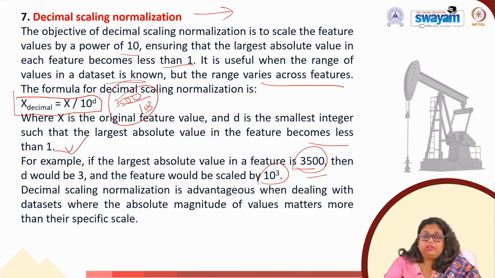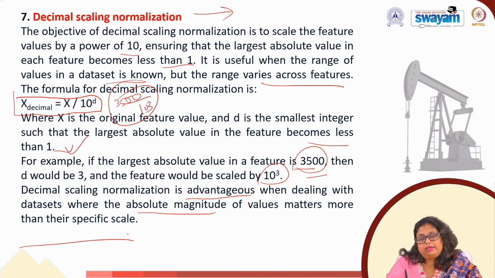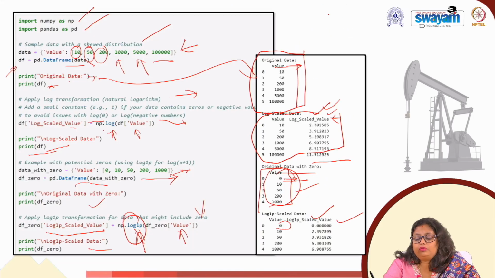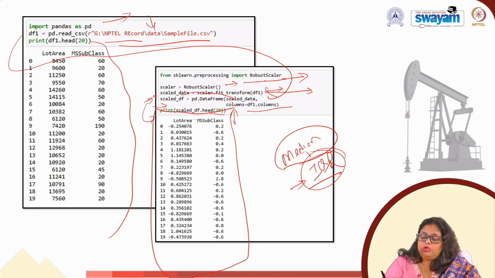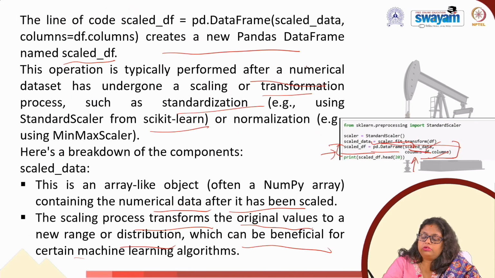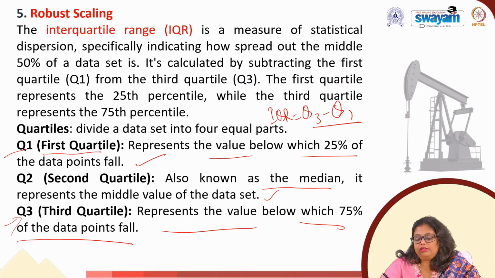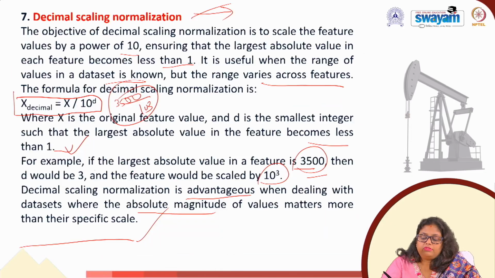Okay, so this decimal scaling normalization is advantageous when dealing with a data set where the absolute magnitude of the values matters more than the specific value. Currently we do not have any feature in scaling and preprocessing for this. We have talked about the robust scaler and the standard scaler, but currently we do not have something for decimal normalization. So for that, we need to create a function and then proceed with that.